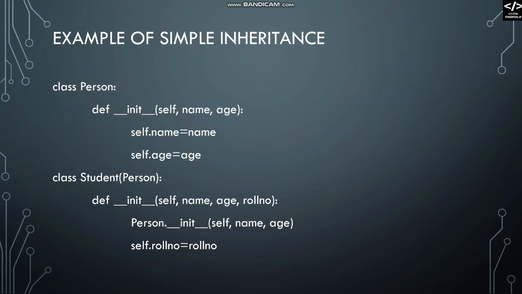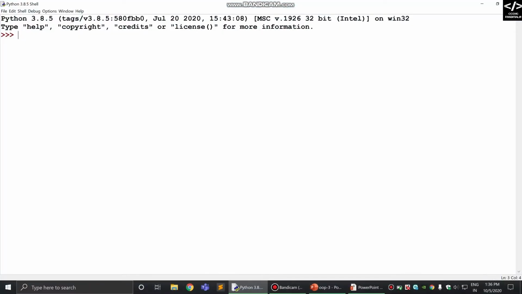So let me show you in the shell. Okay, class Person, then define __init__ with self, name and age, then comes self.name equals name, then self.age equals age, and exit.